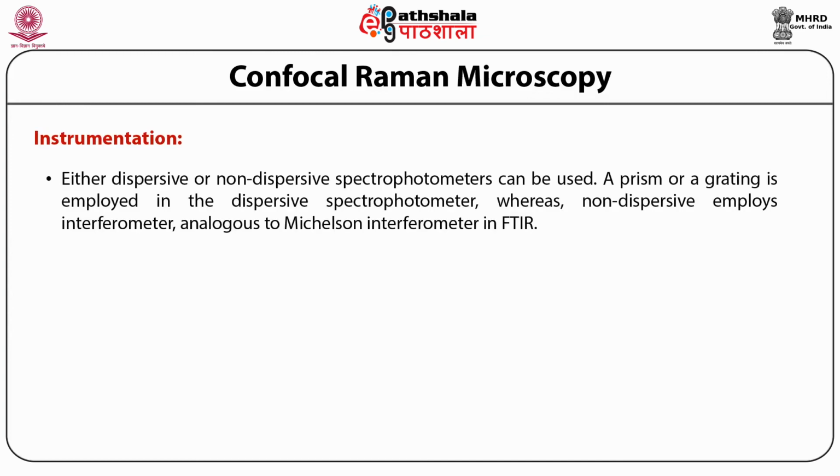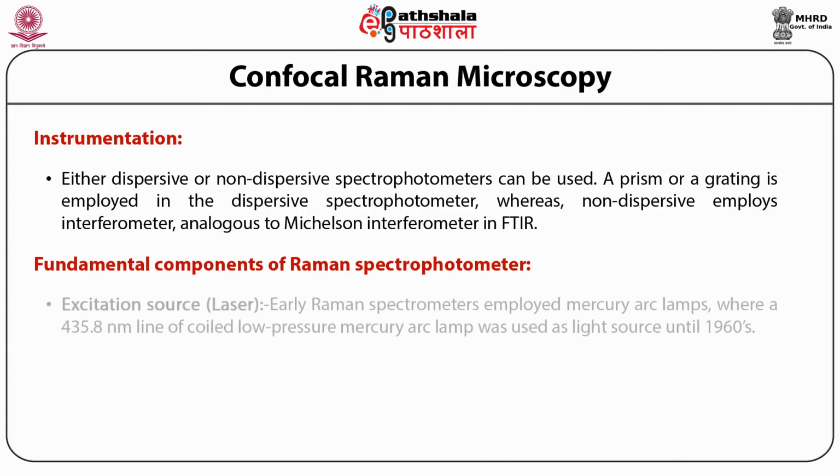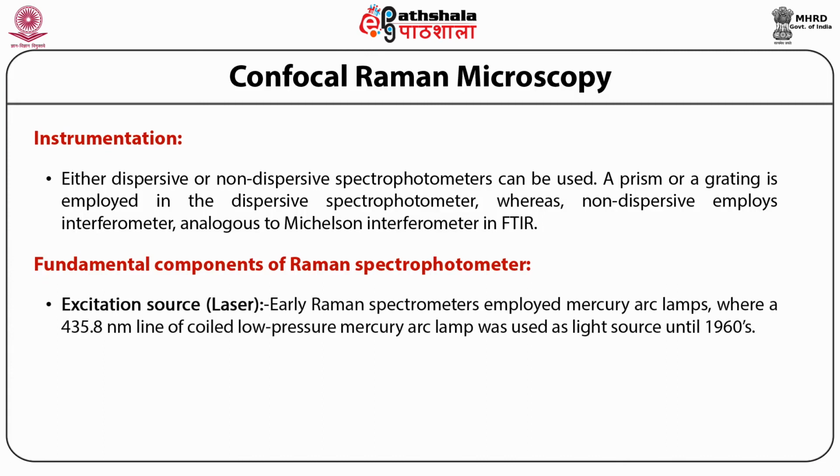Either dispersive or non-dispersive spectrophotometers can be used. A prism or a grating is employed in the dispersive spectrophotometer, whereas non-dispersive instruments employ interferometers, analogous to the Michelson interferometer in FTIR. Fundamental components of a Raman spectrophotometer are: first, the excitation source, that is the laser.